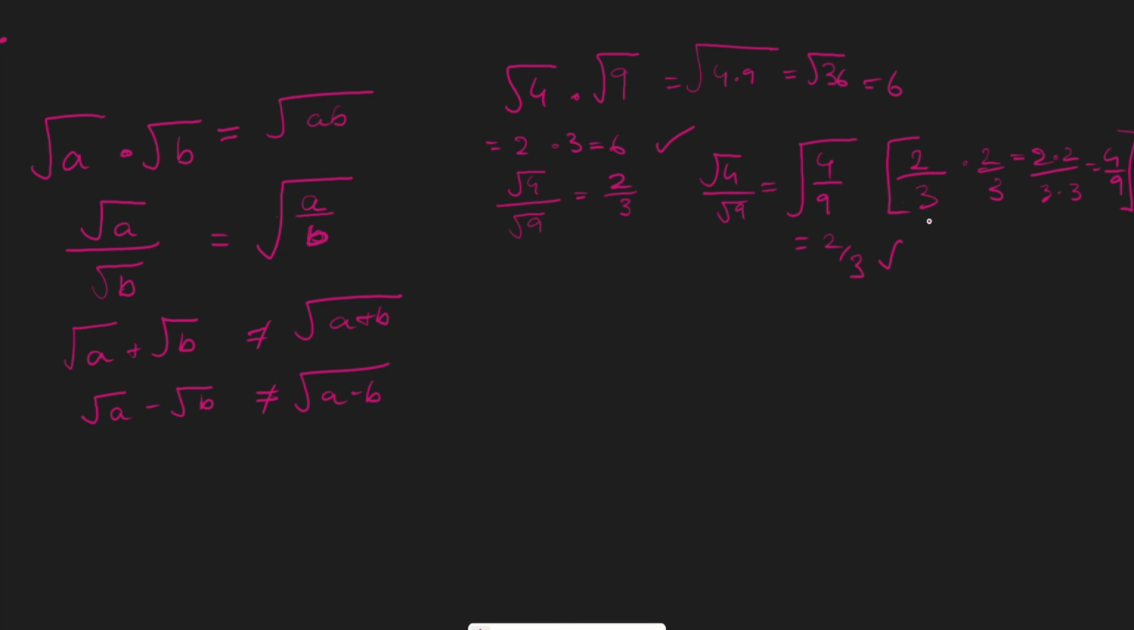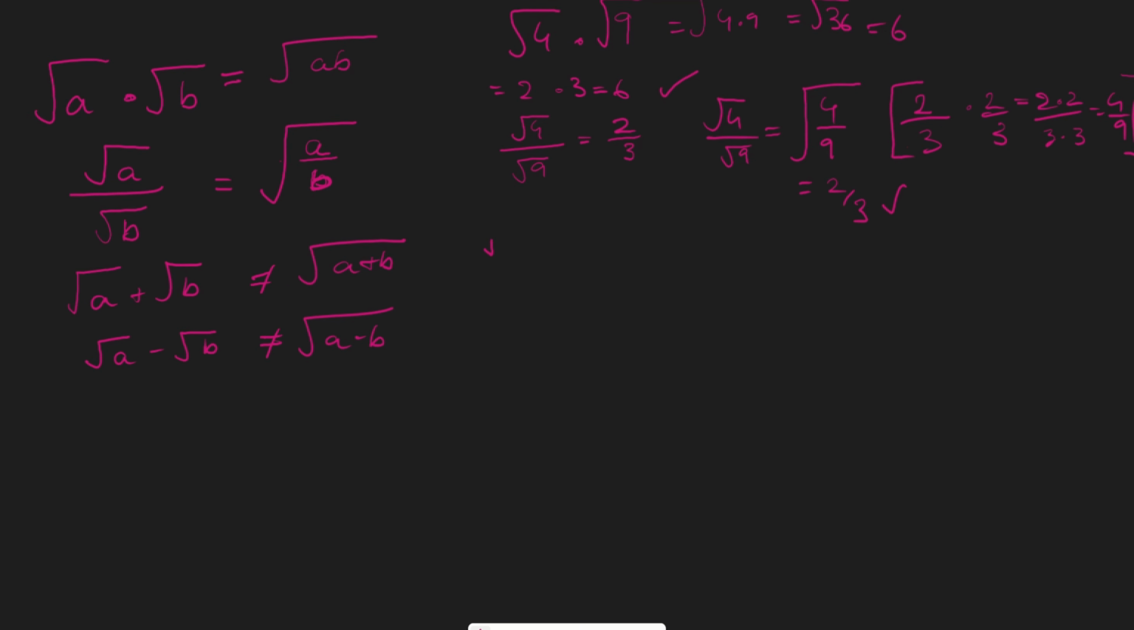This checks out. Now when we look at adding, we have root 4 plus root 9, which is 2 plus 3, and that gives you 5. However, if we try to add them up inside one root, we get root 4 plus 9, and that's root 13, which is an irrational number. It's a surd. While root 4 plus root 9 gave you a whole number.